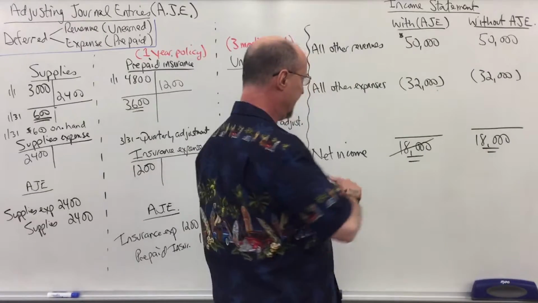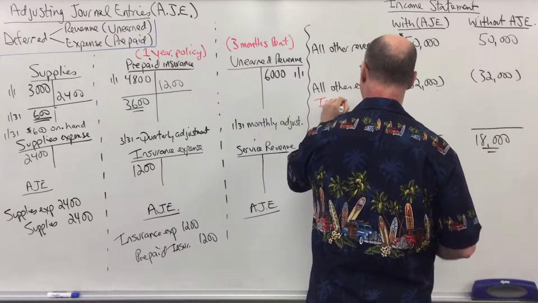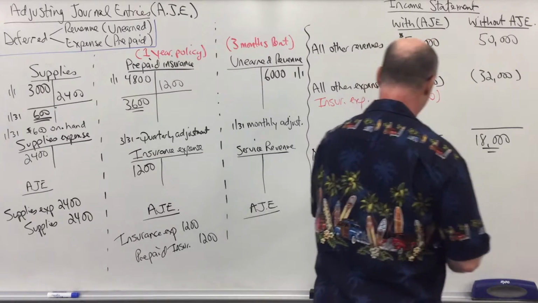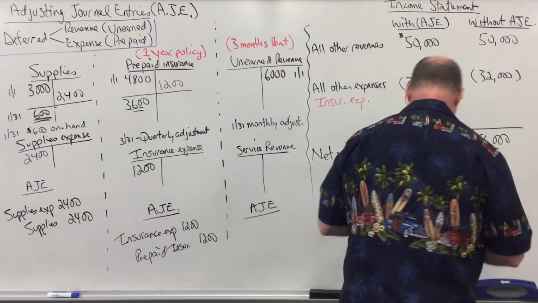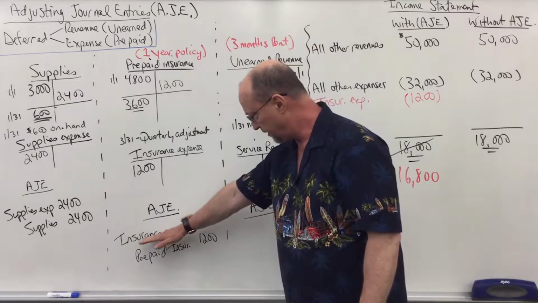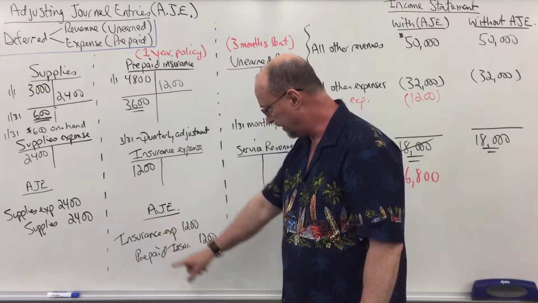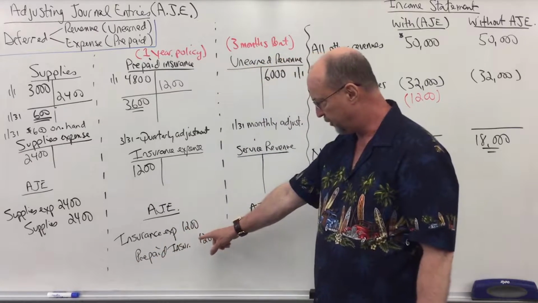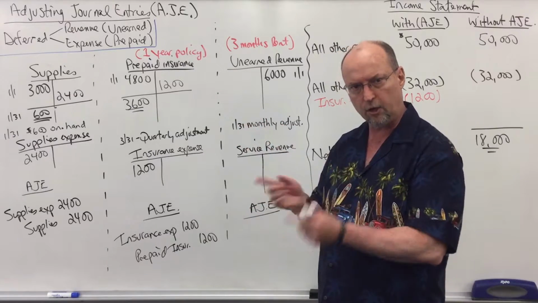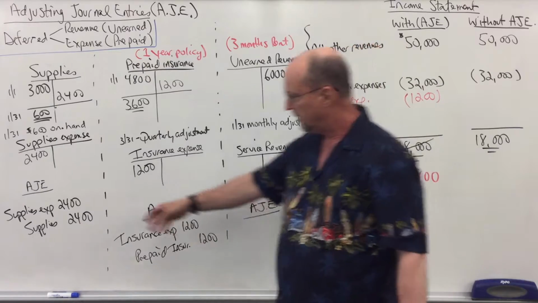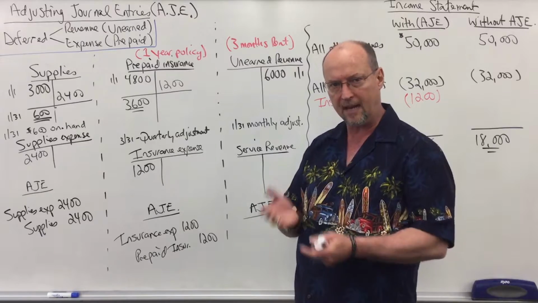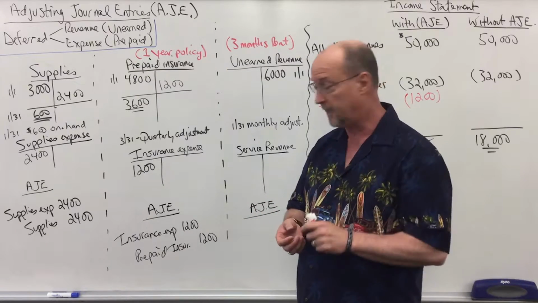Let's look at the impact on both financial statements. This is my adjusting journal entry, and like I said before, notice this is an expense on the income statement, and prepaid insurance is an asset on the balance sheet. You have one balance sheet account, one income statement account on all adjusting journal entries. Previously, supplies expense income statement, supplies assets on the balance sheet. All adjusting entries have a balance sheet account and an income statement account, and they never involve cash.